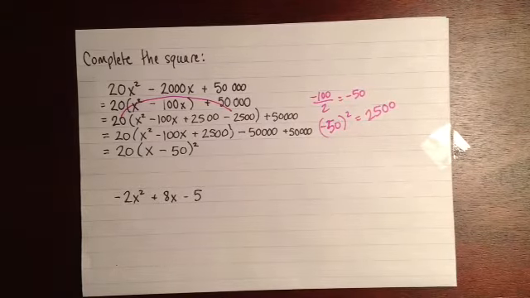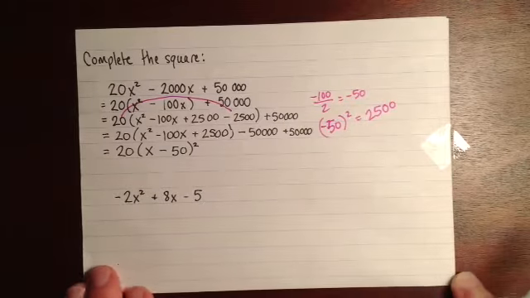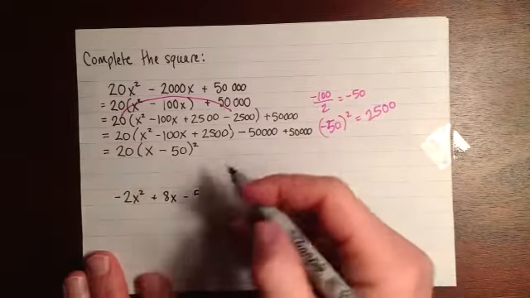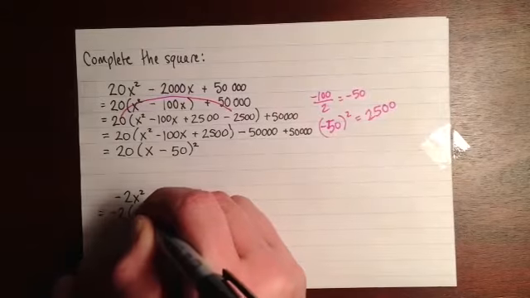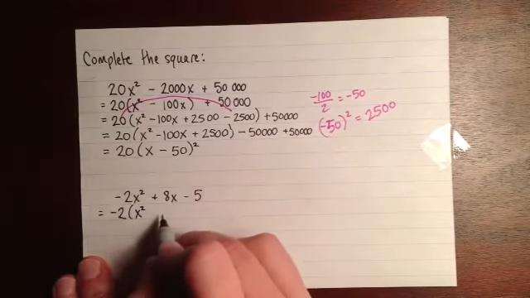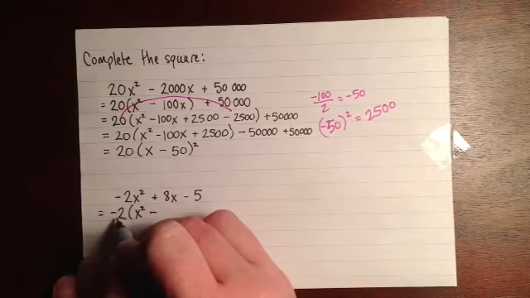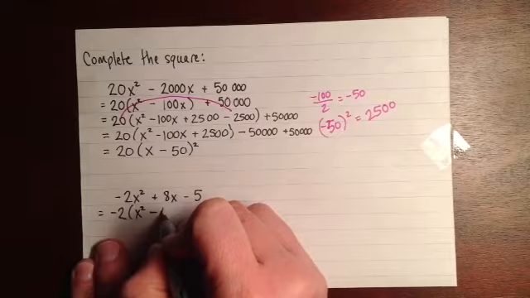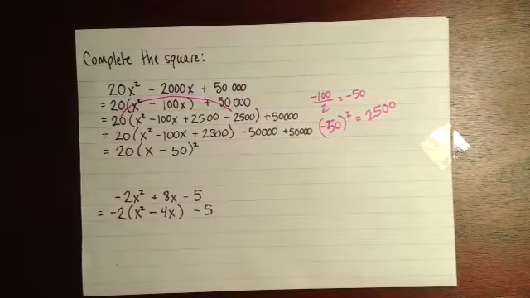Alright, one more, and here our coefficient in front of x squared is negative 2. So we'll pay extra attention to the signs here. Okay, factor out the negative 2. So x squared, negative 2 plus what gives 8x? It'll be plus, negative 2 times what? Sorry. So negative 2 times negative 4x minus 5.